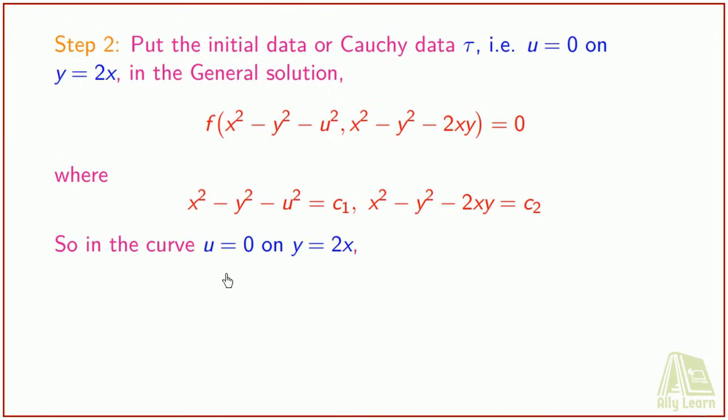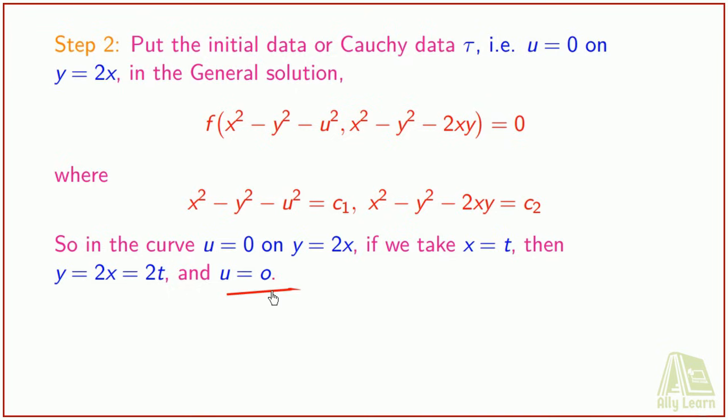So in the curve u equals 0 on y equals 2x, we take x equals t. Then what will be my y? Then y, which is 2x, becomes 2t, and u is given to be 0 on this curve, so u remains 0.